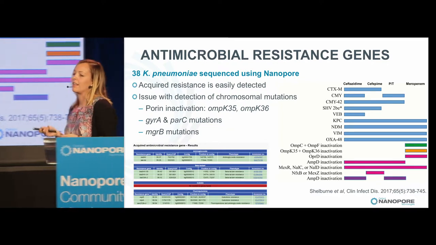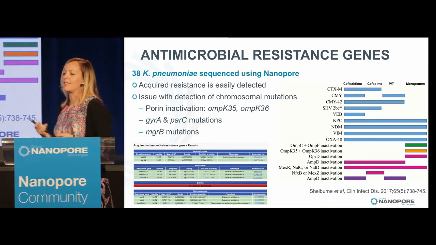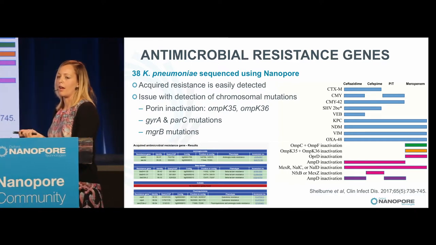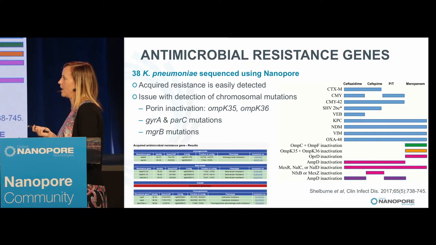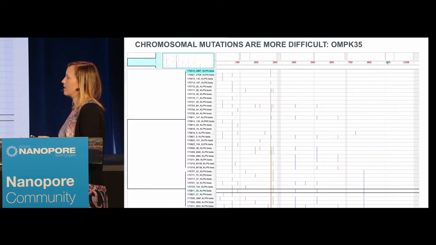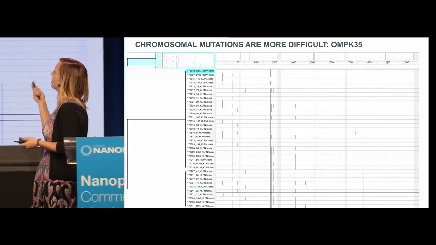And again, we're finding that it's really easy to detect our acquired resistance genes, but we're having issues with chromosomal mutations. But we're trying to look through how we can make that better. So when you're looking for specific mutations in OmpK35 and 36, which are porins that could potentially result in higher beta-lactam resistance, it's difficult with the nanopore, some of the errors that we're encountering, to discern what's true and what's not. And so here's an example of OmpK35.